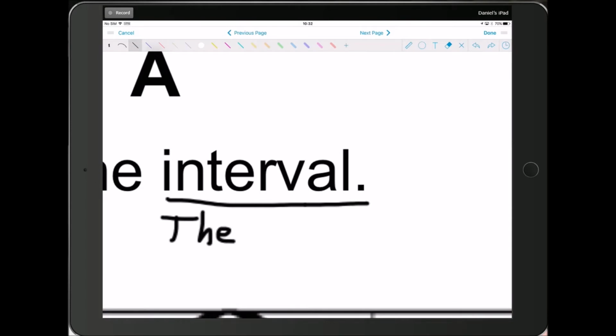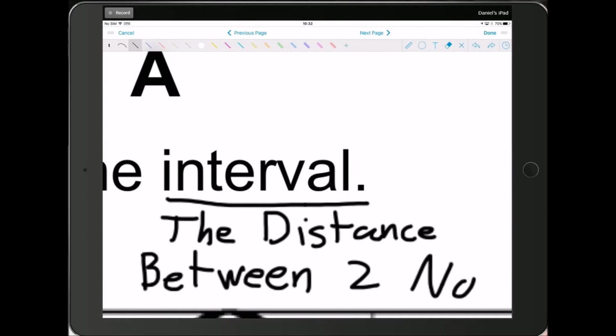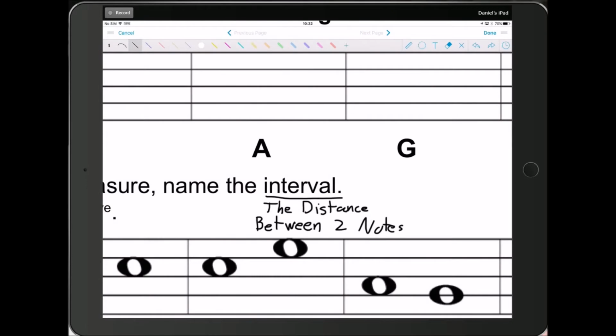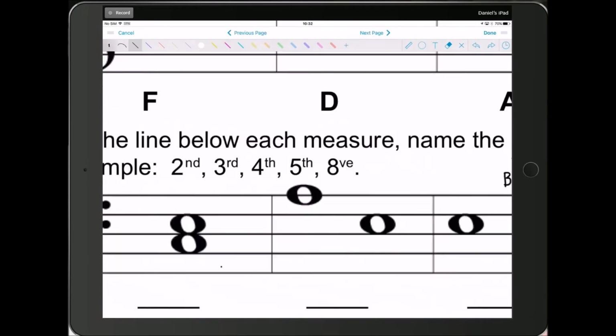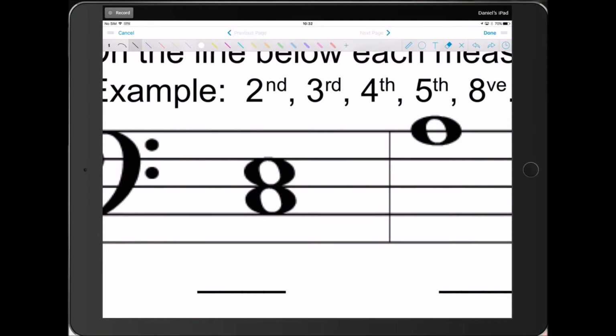The distance between two notes. Alright, the distance between two notes. That's all an interval is. Just remember that definition. So, let's use that definition and figure out what the answer to the first one is.